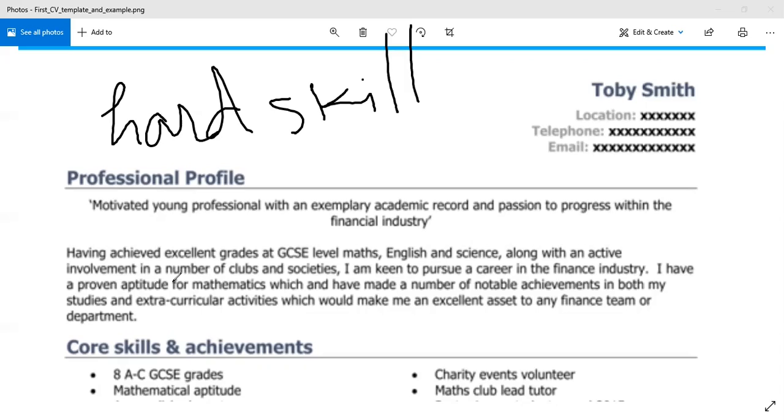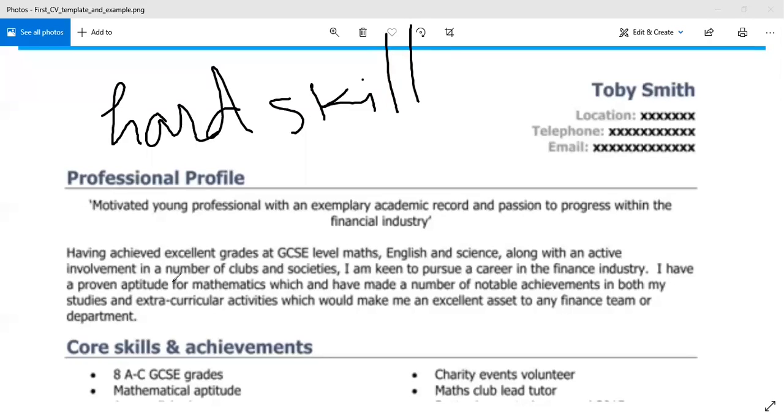So let me read this personal profile of this person, Smith. See, he has written it. It's very concise, very attractive, and to the point. So let me read it. Motivated young professional with an exemplary academic record and potential to progress within the financial industry. This is the first line.